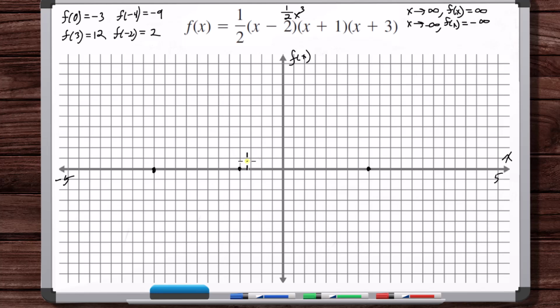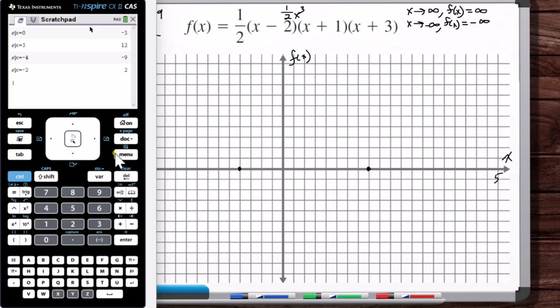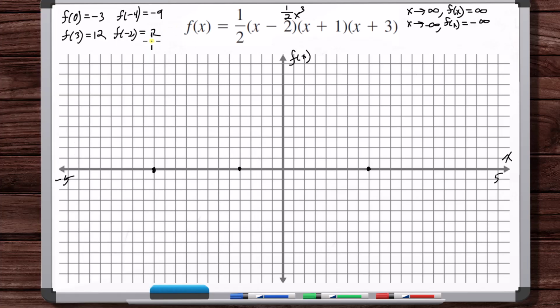Okay, and let's get halfway between these two. So this is 2, this is minus 1, so that's 1/2. So f of 1/2 is what? Minus 63 over 16, minus 3.94. F of 1/2.